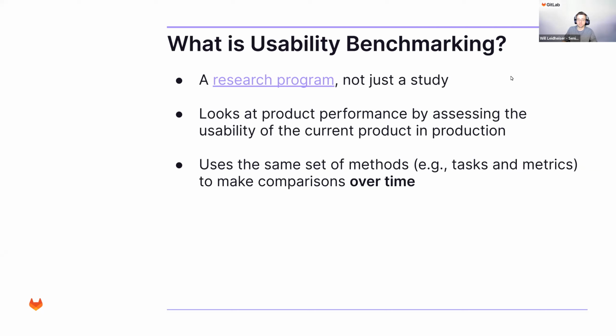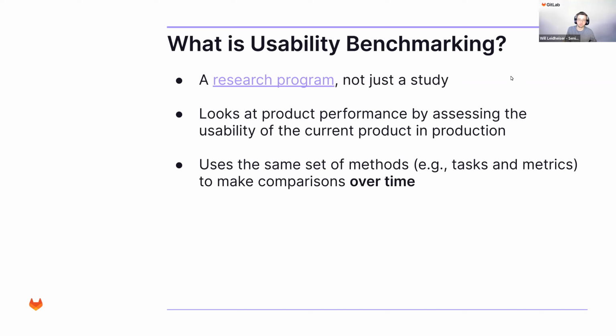This consists of looking at the same set of methods, such as different types of tasks that users might perform within GitLab, and then assessing that along consistent metrics, like how long it takes them to complete those tasks. Are they successful with those tasks? How do they rate the perceived usability of those tasks? We can make comparisons between usability benchmarking studies from one point in time to another to see how things have changed or how things have improved.